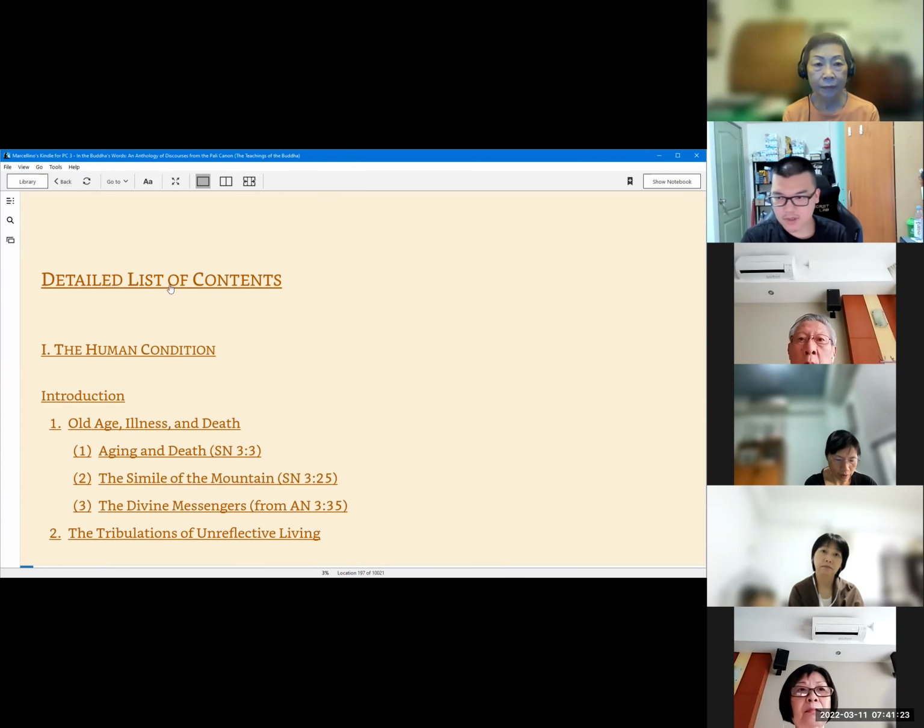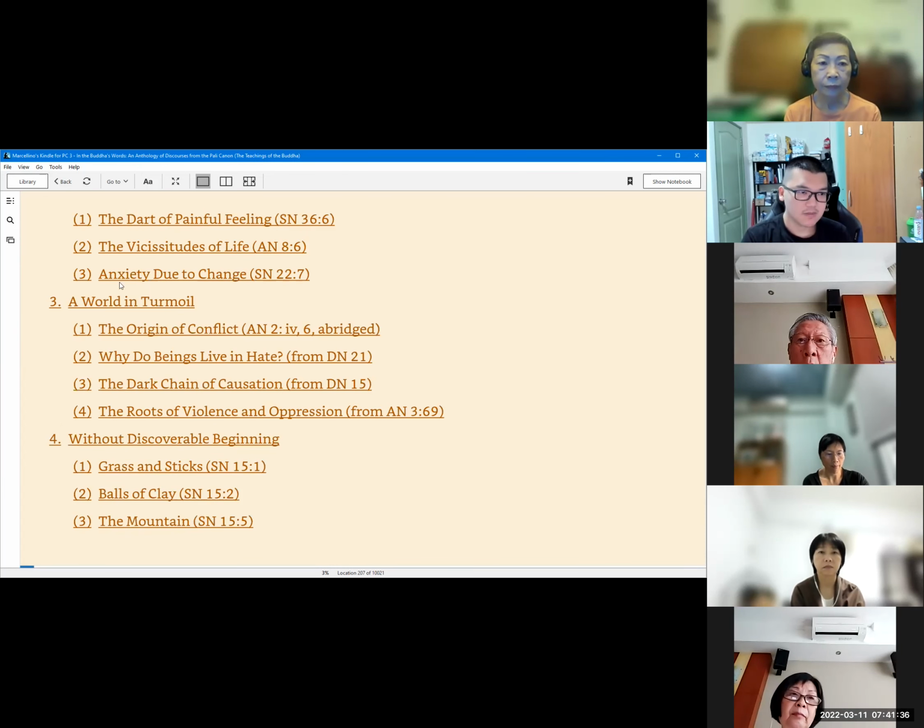Now the detailed list of contents, I'll go through very quickly. Chapter 1 is the human condition. It goes from introduction, old age, illness, and death, the subchapter tribulation of unreflective living, a world in turmoil without discoverable beginning, and each of these subsections has its own suttas to represent the sub headings.